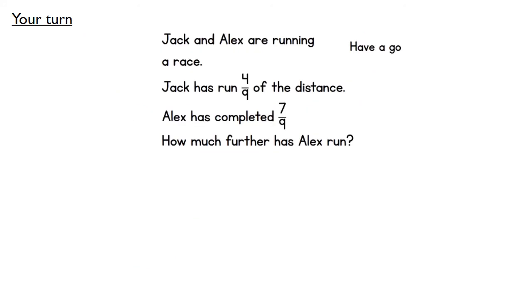Okay, it is your turn again to have a go at one of these word problems. So, your question is, Jack and Alex are running a race. Jack has run 4/9 of the distance. Alex has completed 7/9. How much further has Alex run? Now, I would suggest you create two separate bar models. One for Jack, displaying the 4/9 he has run, and one for Alex, which shows the 7/9 he has run, and then it's simply asking you to work out the difference. So pause the video here and have a go at that question.